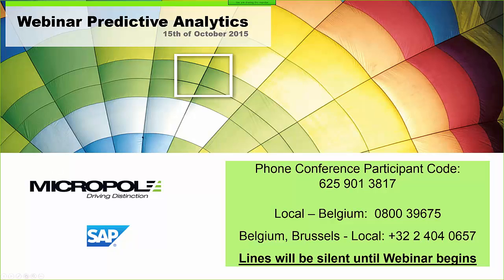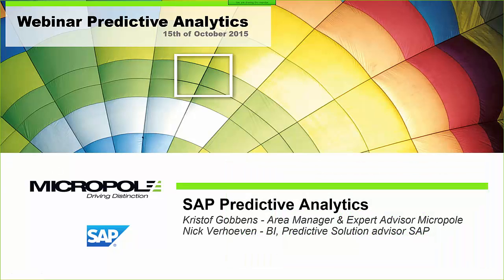My name is Christophe Robbins. I'm the Area Manager Flanders for Micropole Belgium. And with me today is Nick Verhoeven, who is the BI Predictive Solution Advisor for SAP. Together we will be taking you through the capabilities of SAP Predictive Analytics in combination with SAP Lumira for the visualization aspect. Nick will be taking us through a typical use case that can be applied to virtually any organization.